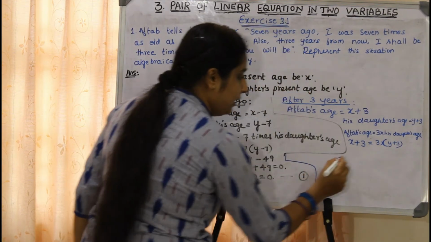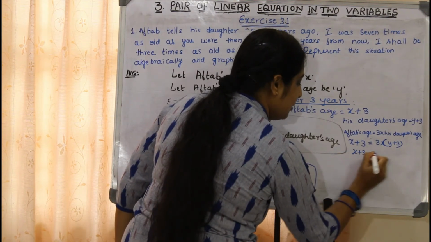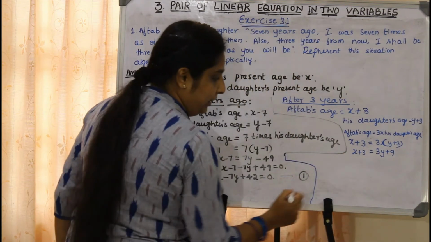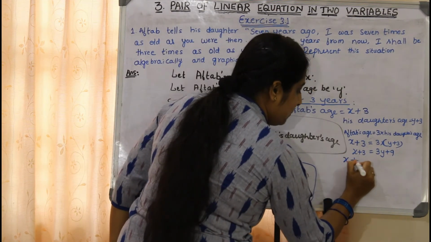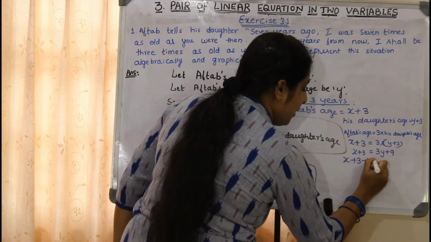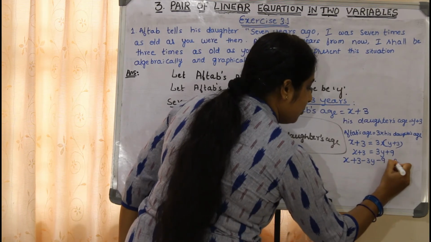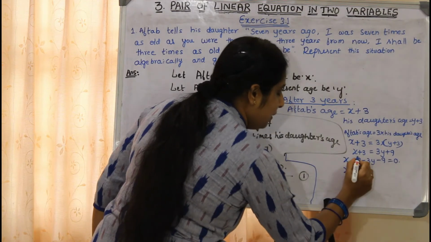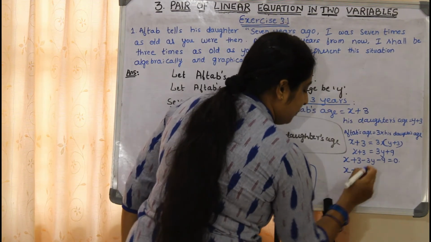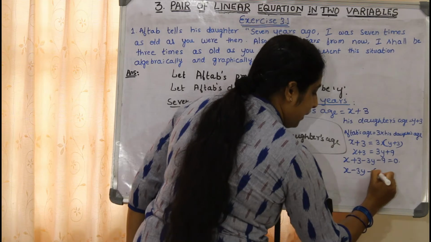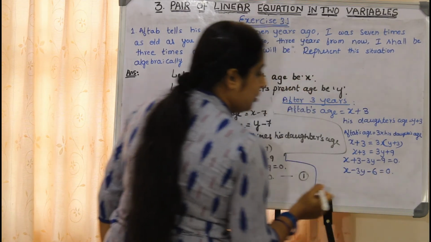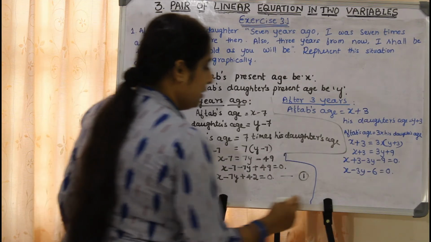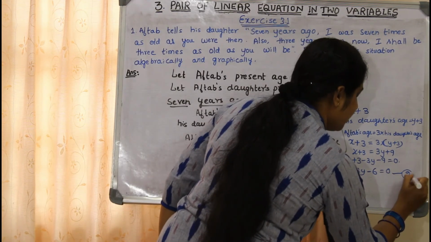If I simplify, this will become x plus 3 is equal to 3y plus 9, since 3 3s are 9. So this will become x plus 3 minus 3y minus 9 is equal to 0. Or you can write this as x minus 3y minus 6 is equal to 0. So this is the second equation.